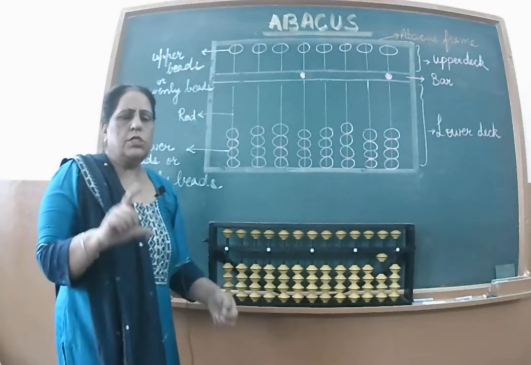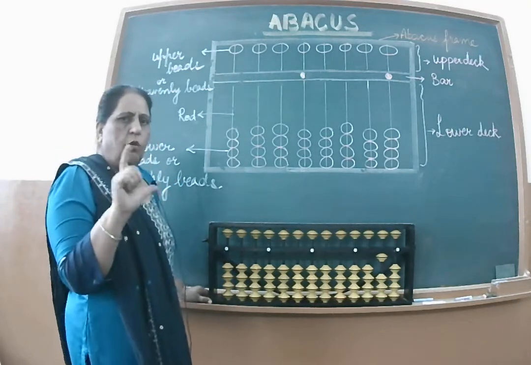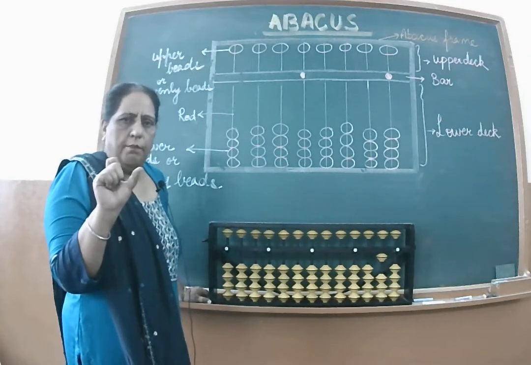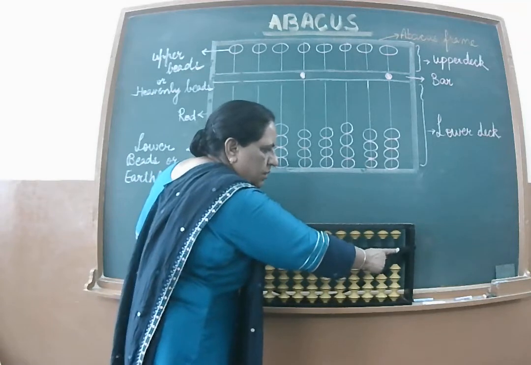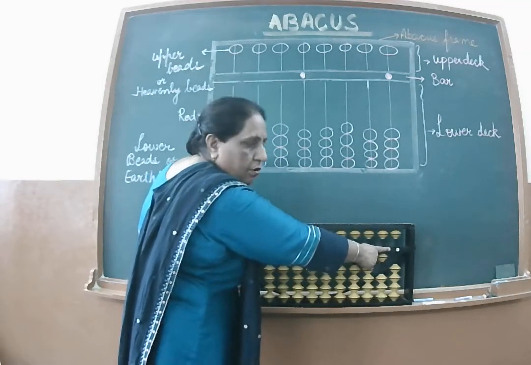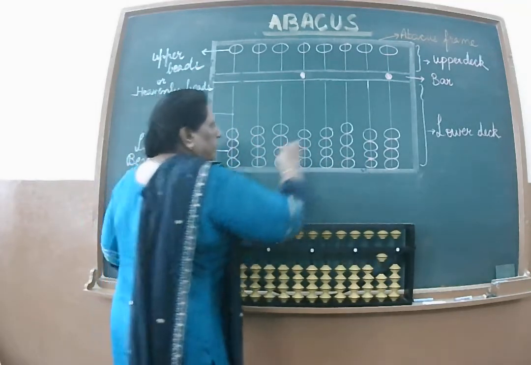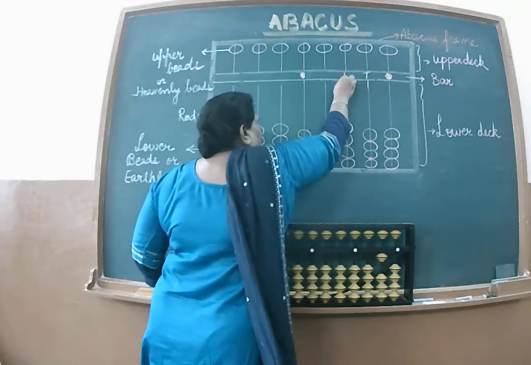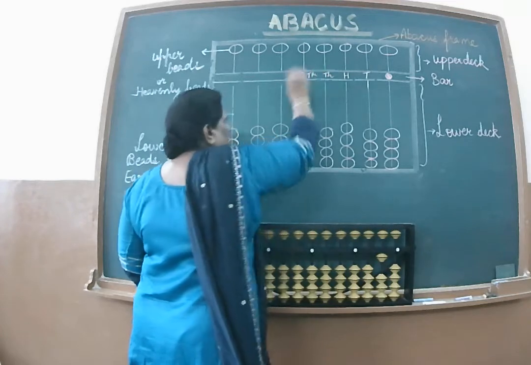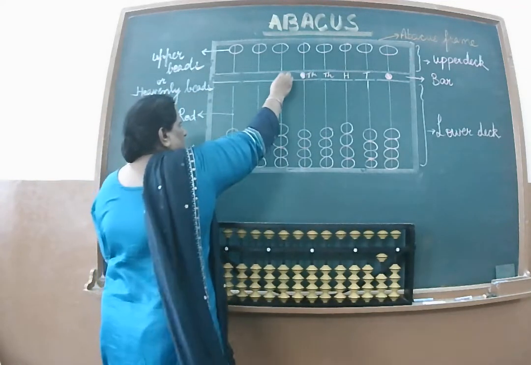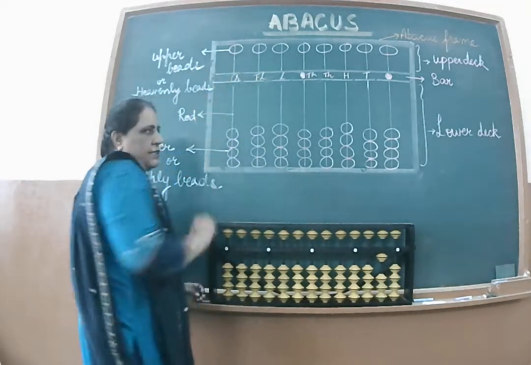Now you will use thumb and finger for this abacus, only these two things, thumb and finger. This dot place shows the unit place. This shows the tens place. This shows the hundred place, then thousand, and then 10,000 place. After that there is lakh, 10 lakh, or crore place.